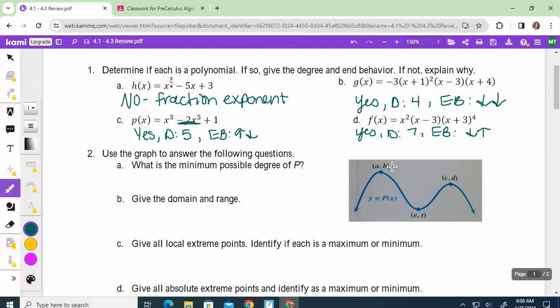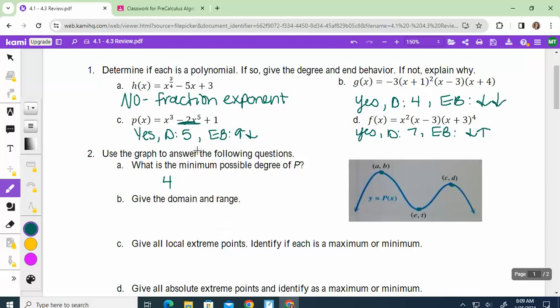How many turning points does it have? 3. And remember, the degree is always at least one higher than the number of turning points. So if there are 3 turning points, it has to be at least degree 4. Yeah, we know it's even. Now it could be higher, it could be a 6 or an 8, but the smallest possible would be degree 4.